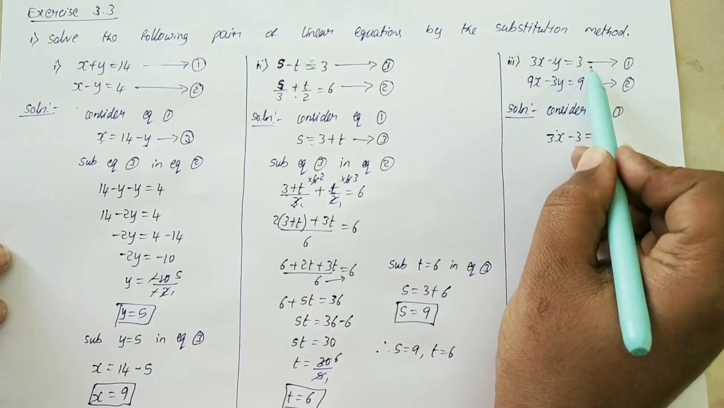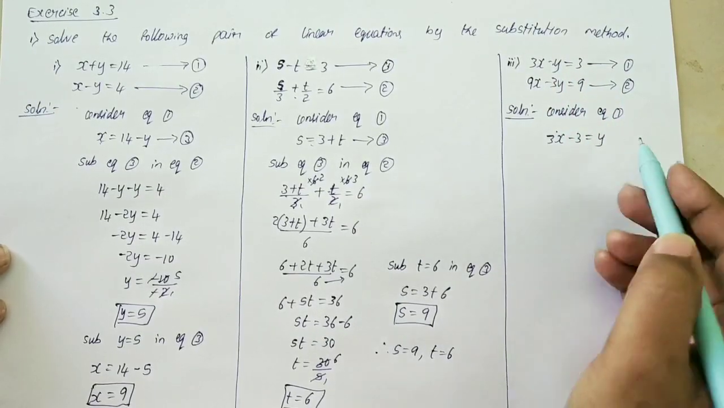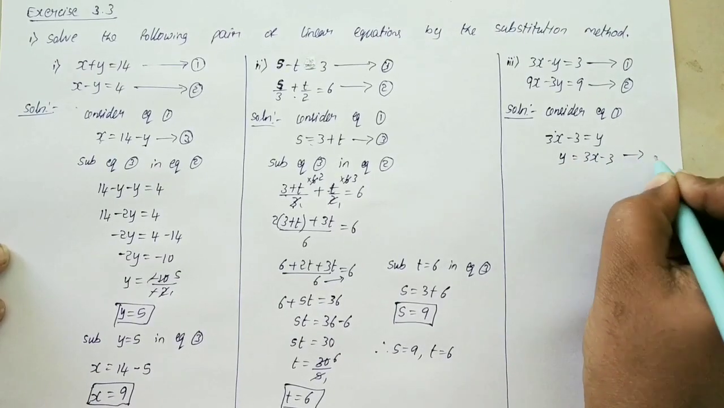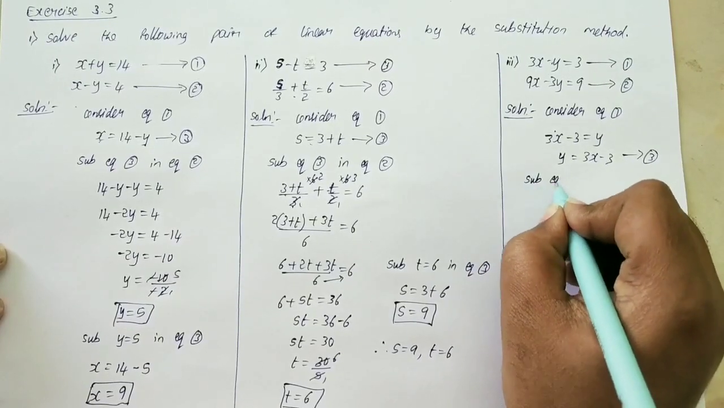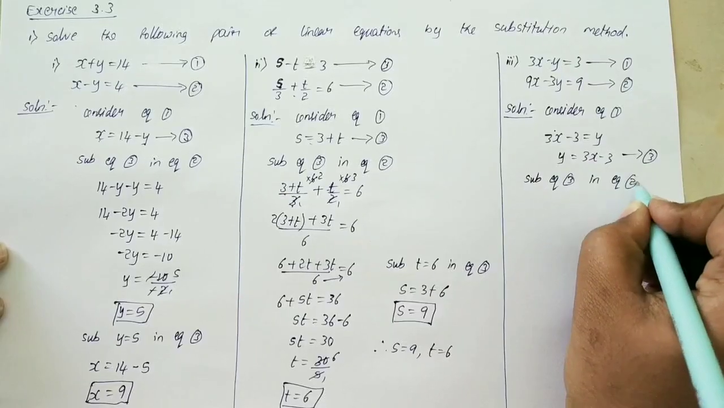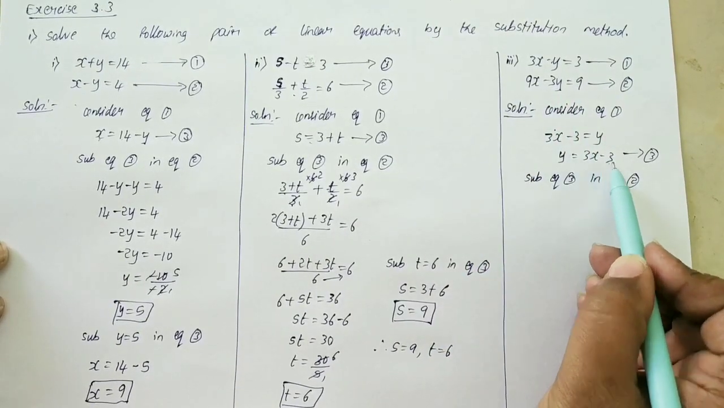So I will shift y to the RHS and 3 to the LHS. Then it will become 3x minus 3 is equal to y. So y is equal to 3x minus 3, right? So this is equation 3. Now I will substitute equation 3 in which equation? Equation 2, right? So in place of y, I will substitute 3x minus 3.